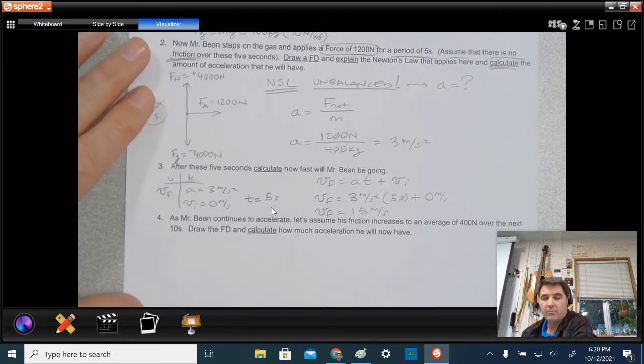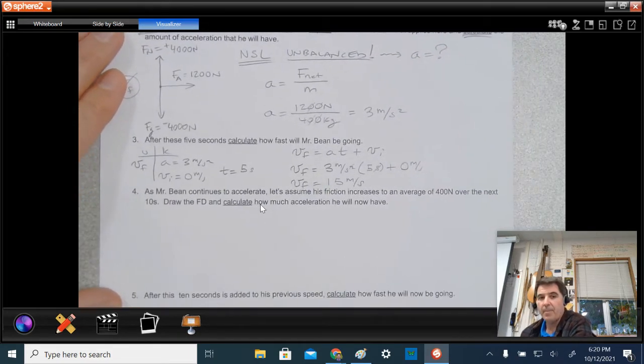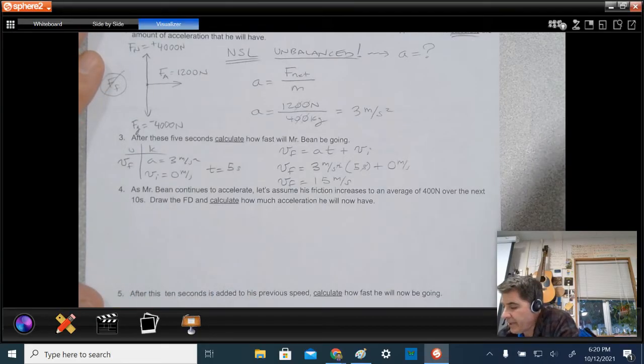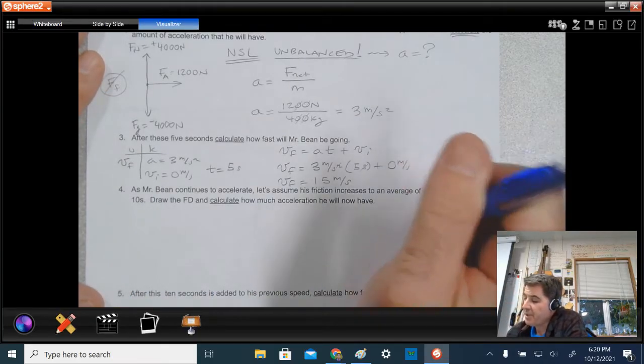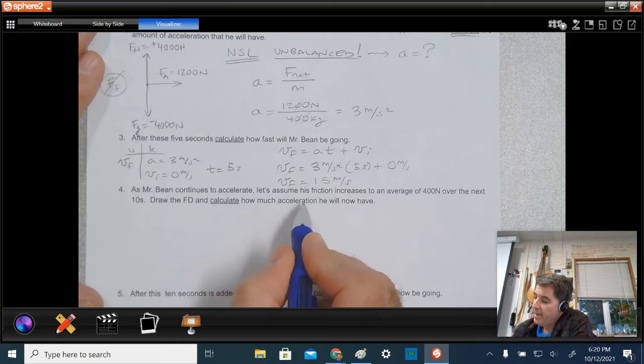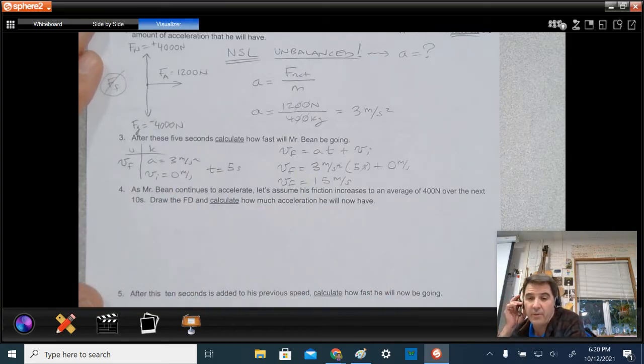All right. Question number 4. So as Mr. Bean continues to accelerate, let's assume his friction increases to an average of 400 newtons over the next 10 seconds. So now, and that's true, when you're going very slow, you'll have less friction.